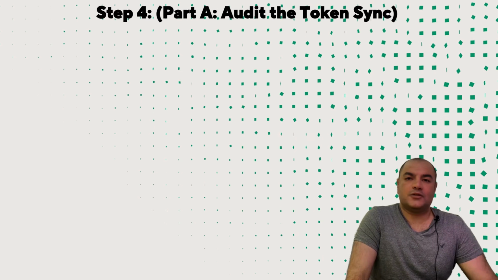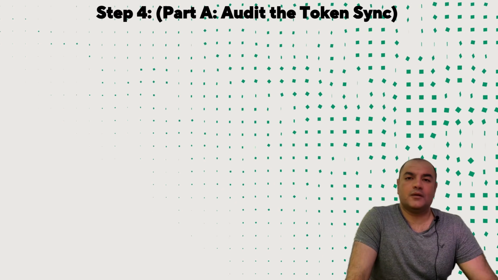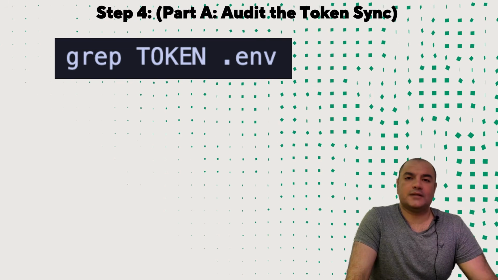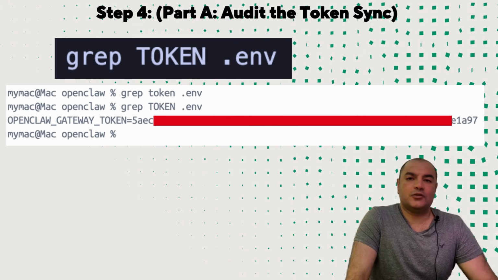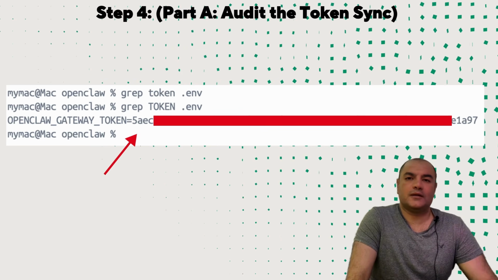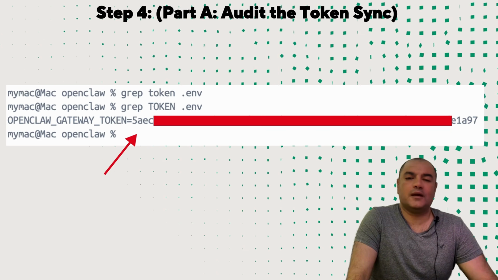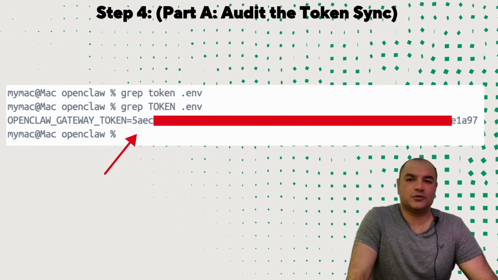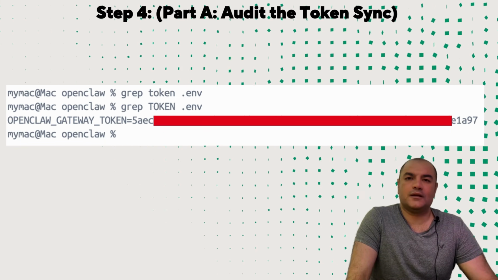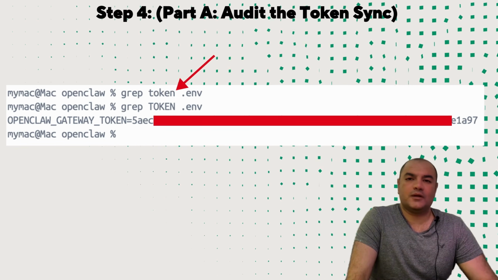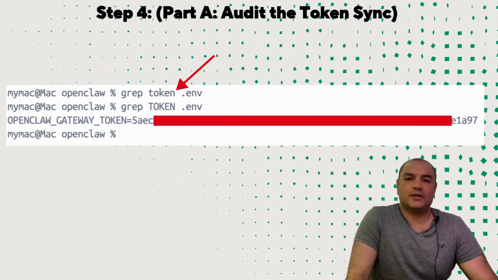First, we need to get the master token. Type this in the terminal: grep TOKEN .env. Then, copy the string after OPENCLAW_GATEWAY_TOKEN. Make sure you type the commands exactly as shown, or just download the PDF guide from the link in the description. For example, here, if you do not type the word TOKEN in all caps, the command would not work.